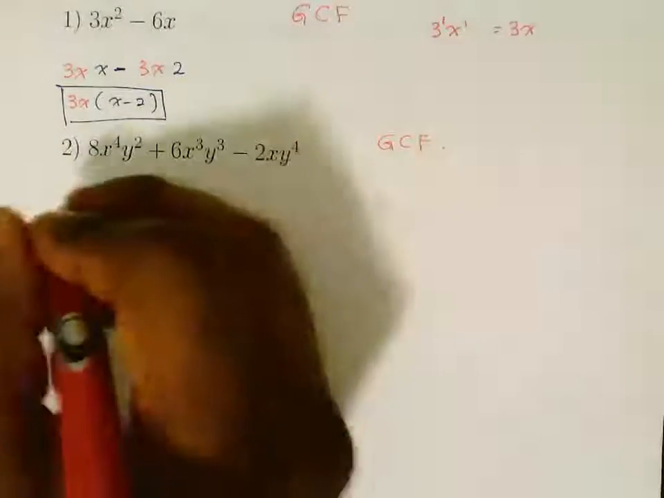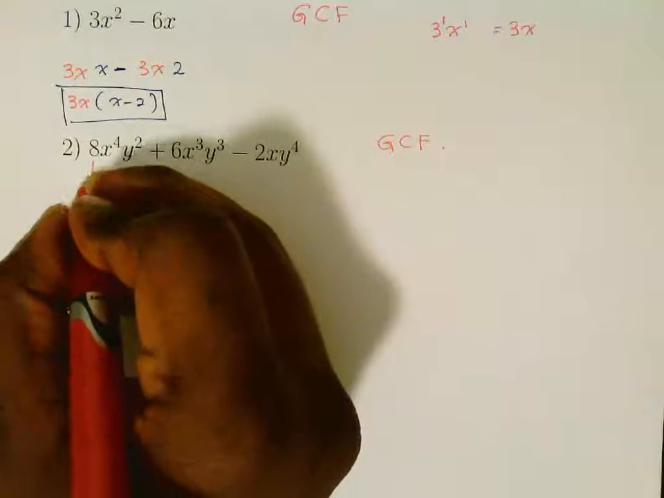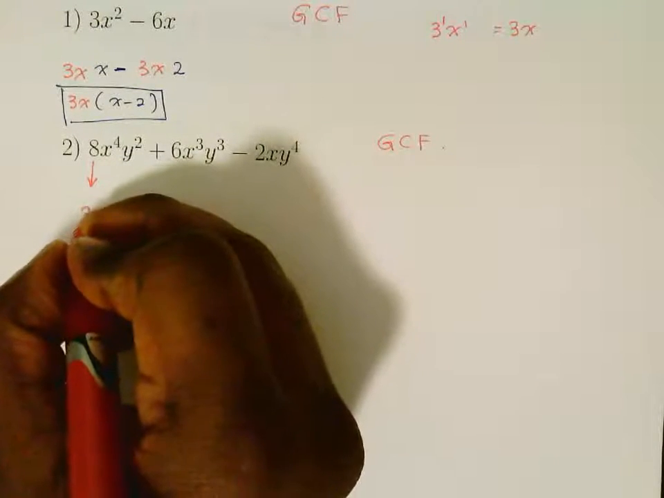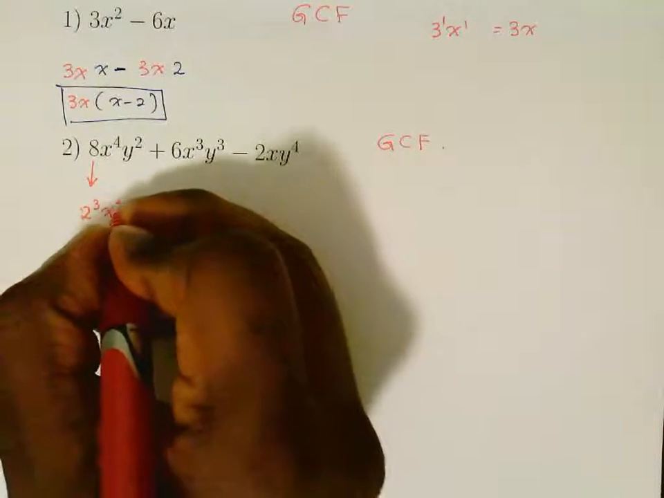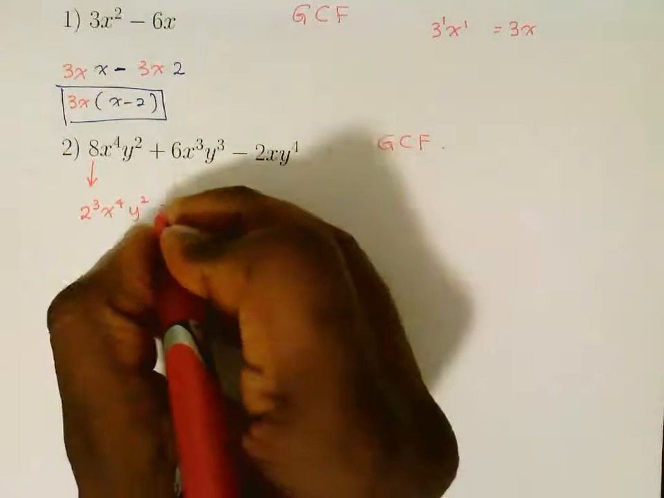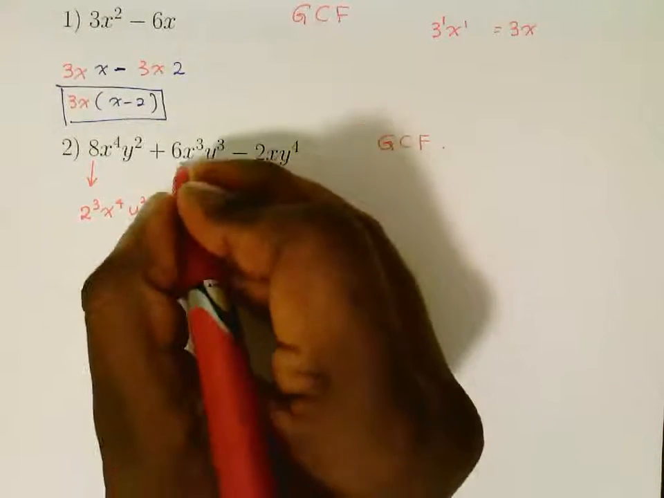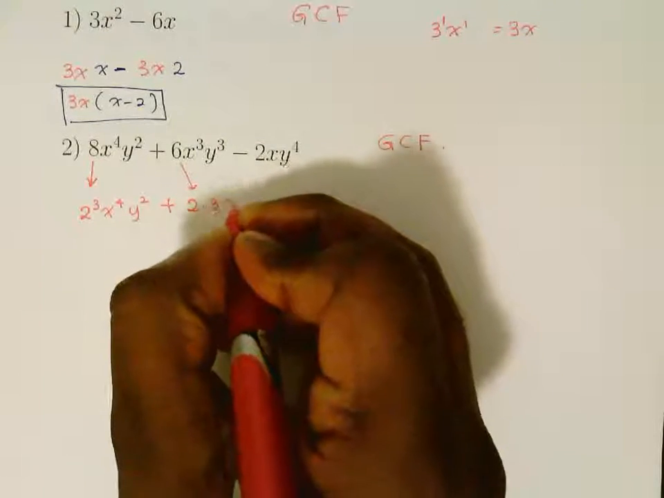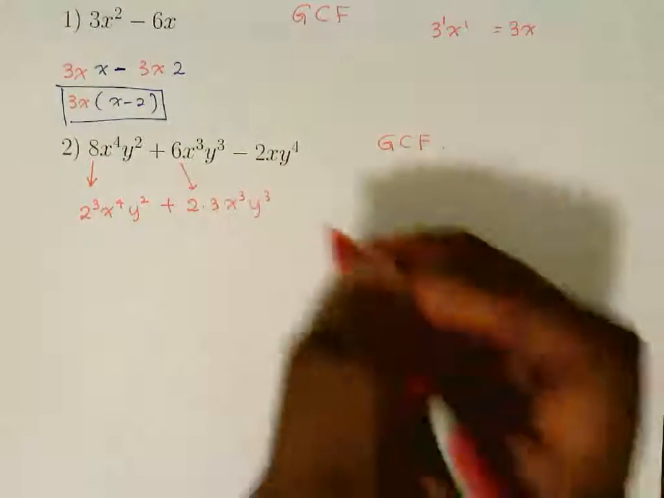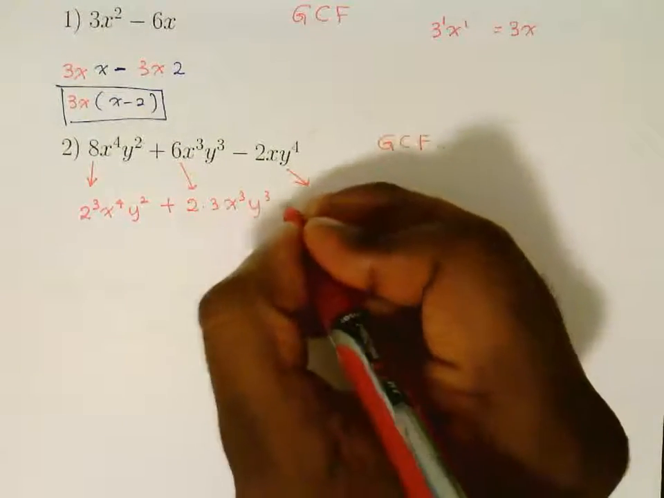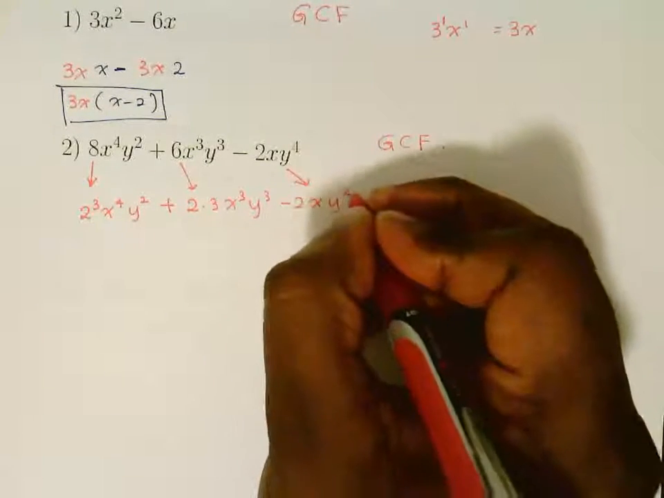But before doing that, let's actually rewrite this. Now, 8 can be written as 2 to the power 3, x to the power 4, y squared. And 6 can be written as 2 times 3, x cubed, y cubed. And this can be written as negative 2 x y to the 4.